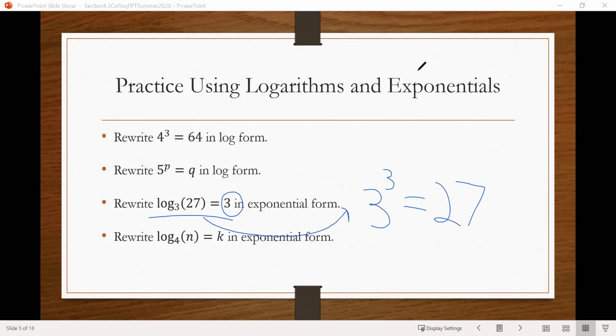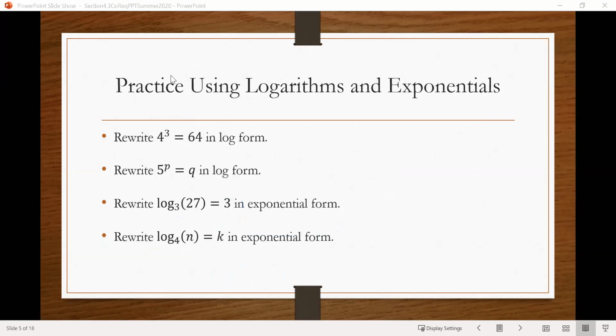And then finally, this log base 4 of n equals k. Here we would do 4 as the base raised to the exponent, which in this case is k, equals n. So that would be our expression there. 4 to the k equals n is the same as log base 4 of n equals k.